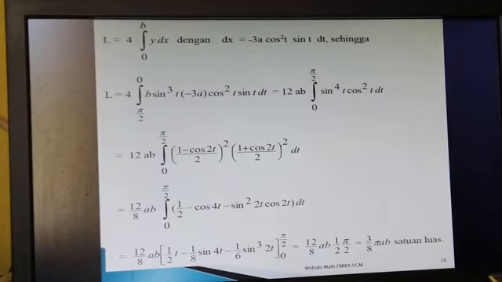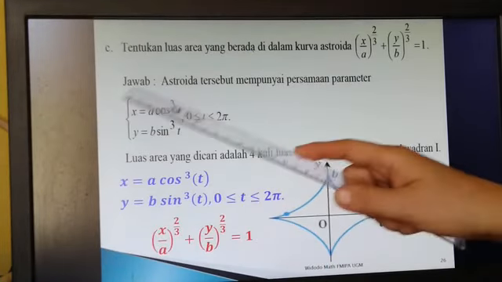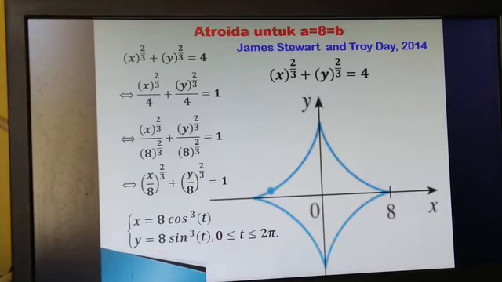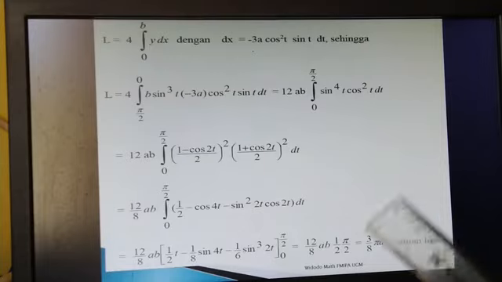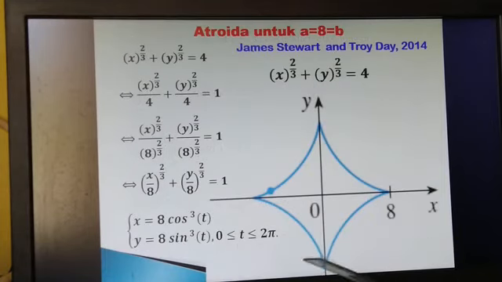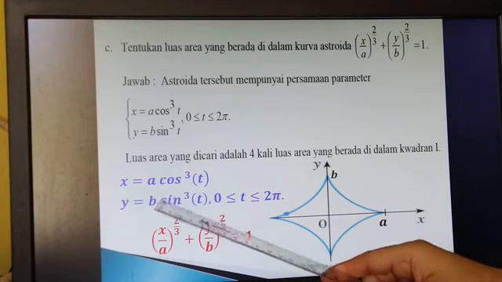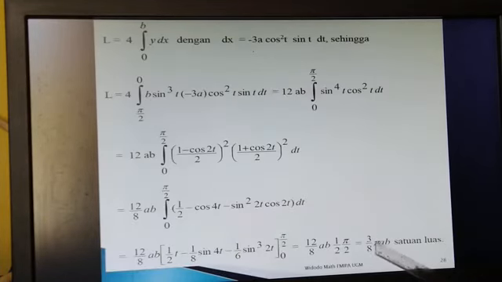That's the area of the asteroid. So in conclusion, if we have this asteroid, this is the standard asteroid, then for this general asteroid, the picture is like this, and the whole area from the first, second, third until fourth quadrant becomes 3/8 π times a times b.